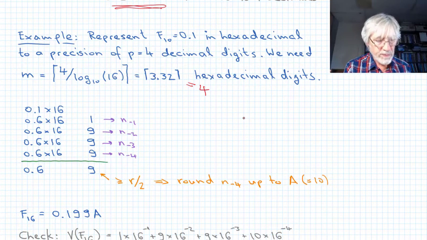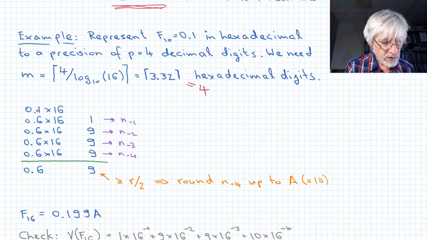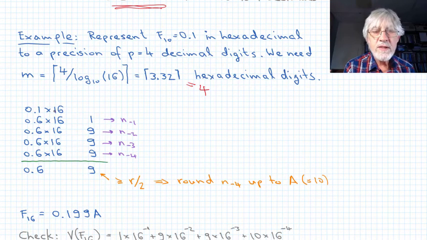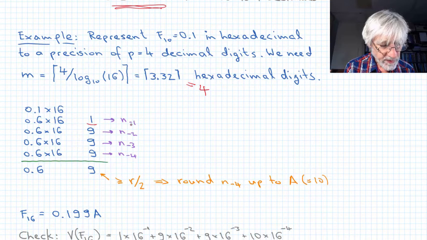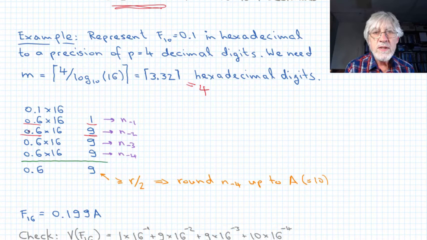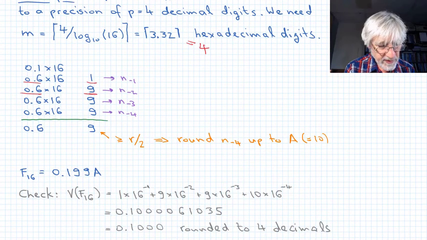And we compute here in the usual way again, 0.1 times 16, that gives us 1.6. So the integer part 1 becomes n minus 1. The 0.6 continues. 0.6 times 16, that happens to be 9.6. So the 9 here goes to n minus 2, and the 0.6 continues. And here, in fact, we see that the periodicity is equal to 1.